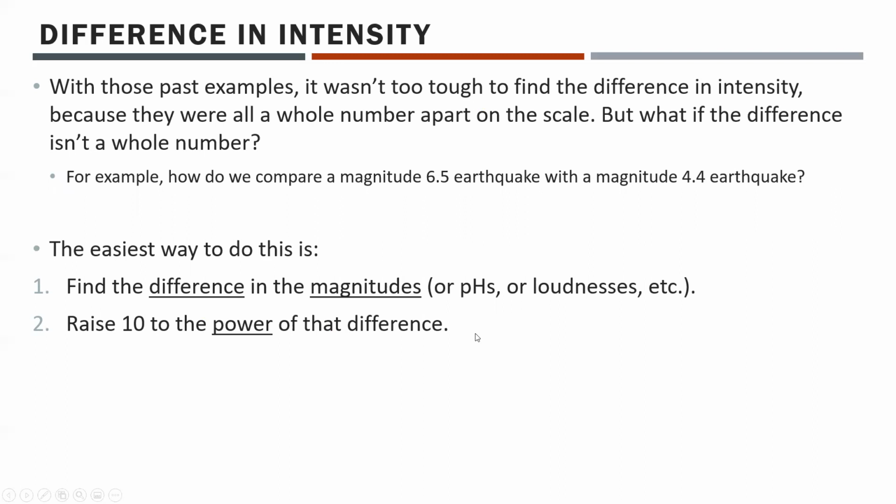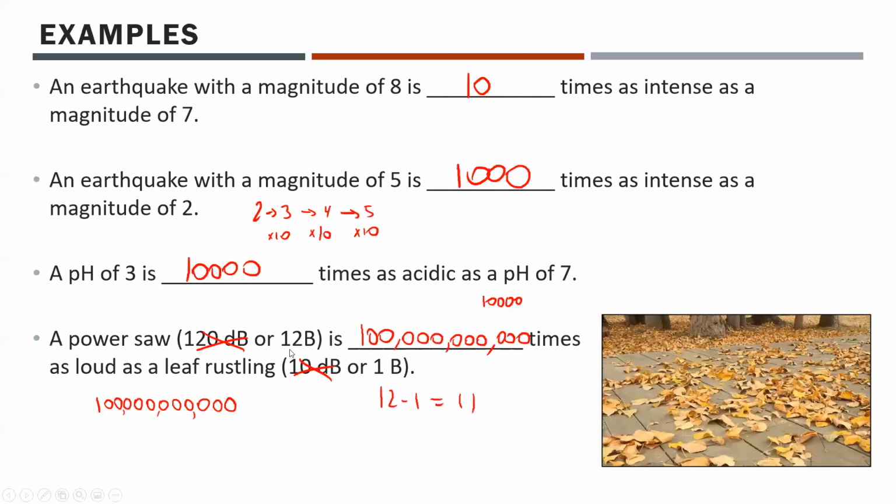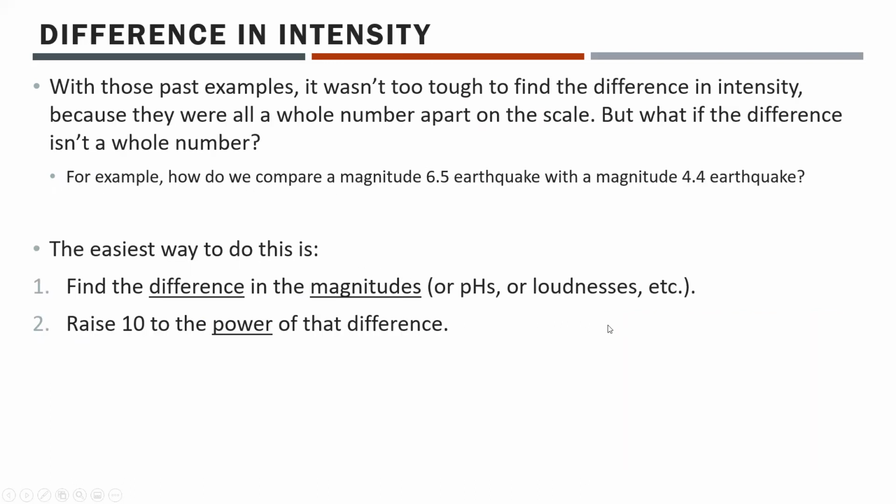With those past examples, it wasn't too tough to find the difference in intensity because they were all a whole number apart on the scale. So in other words, if you notice, just going back here, 8 to 7, that's a whole number apart. It's just one apart. 5 to 2, whole number apart. There was a 3 difference, right? You get the idea. But what if the difference isn't a whole number?